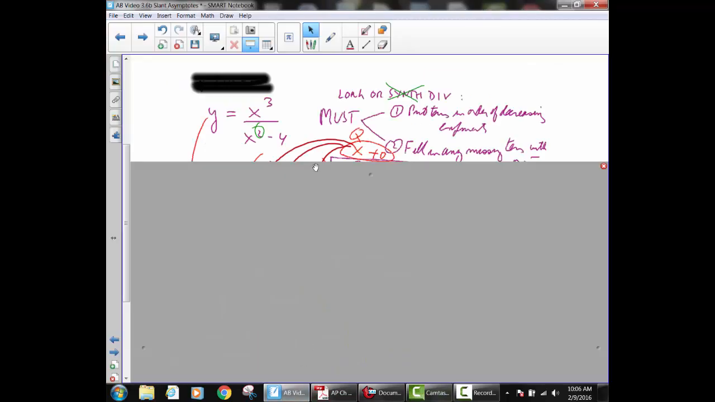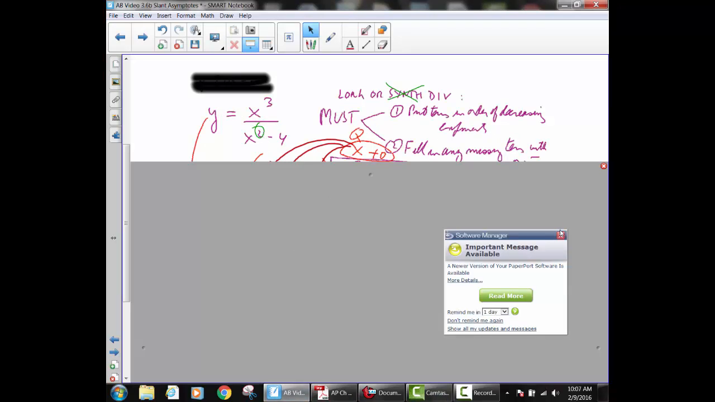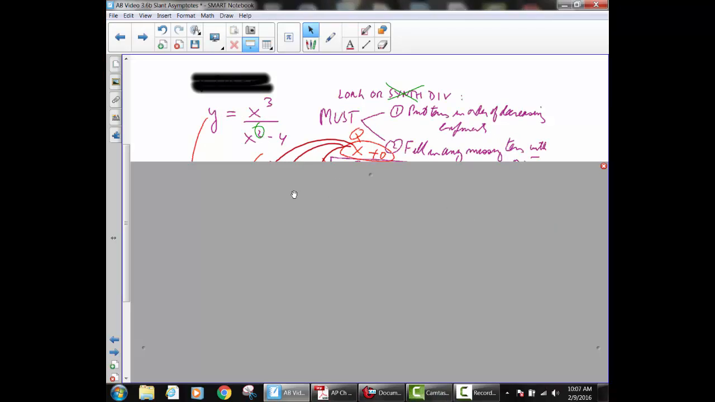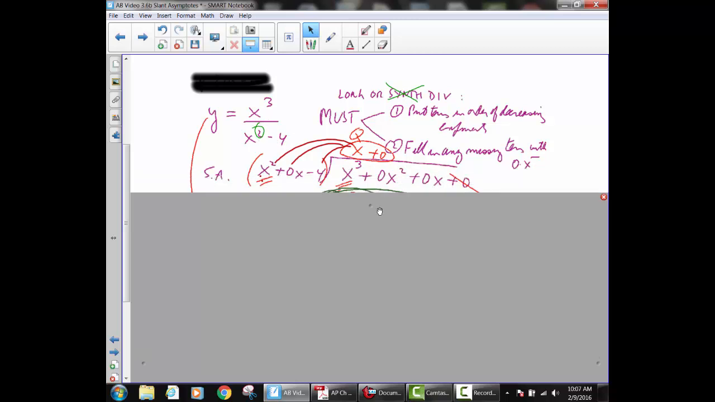Okay, so we have x cubed over x squared minus 4. Degree of the top is 1 more than degree of the bottom. Hence, we're going to have a slant asymptote. We're going to need to do long division. We're going to put our terms in decreasing order, which they already are, but we're going to have to fill in any missing terms. And I have to use long division here because this is not linear. You cannot use synthetic division with a quadratic divisor.